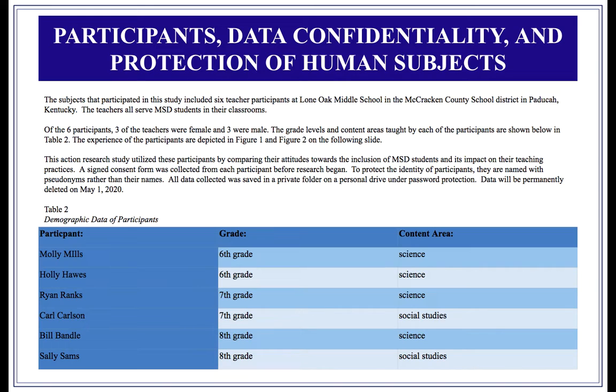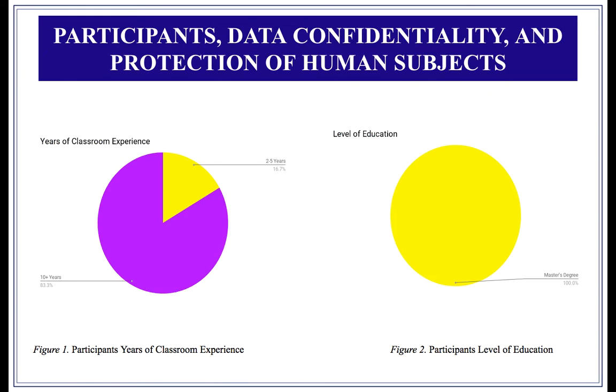To better understand participant knowledge of the subject, content area and number of years taught, and highest level of education was collected. Table 2 shows participants' grade level and content area. Figure 1 shows years of classroom experience. 5 of the 6 participants have 10 plus years of classroom experience. Figure 2 shows level of education. All 6 participants have a current master's degree.